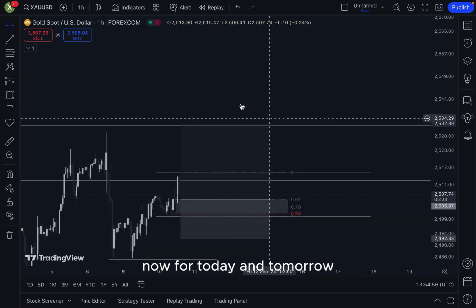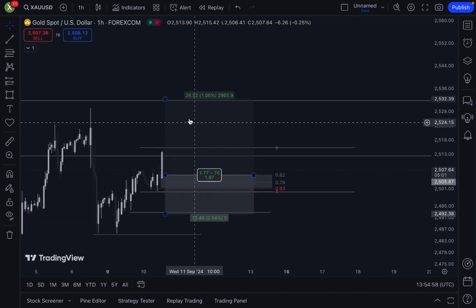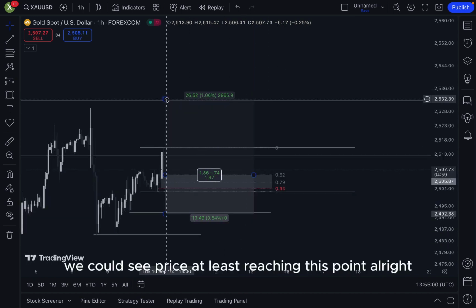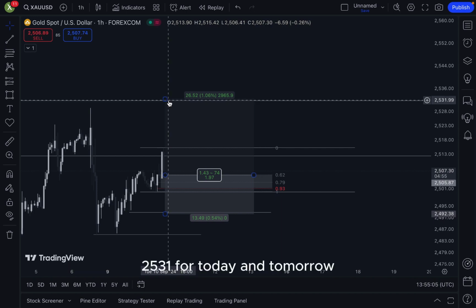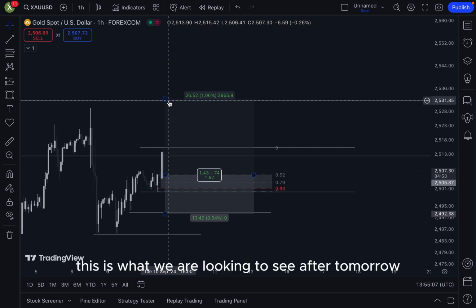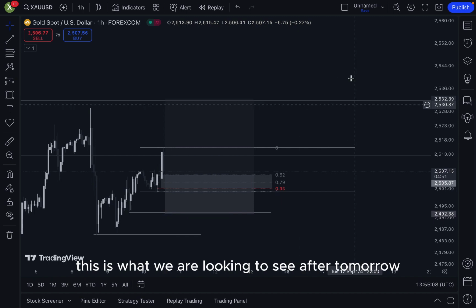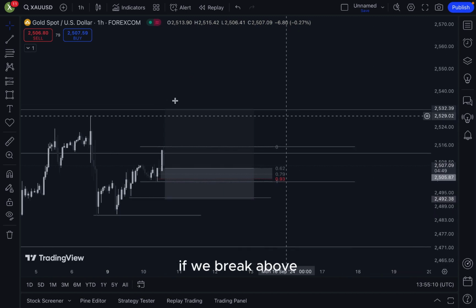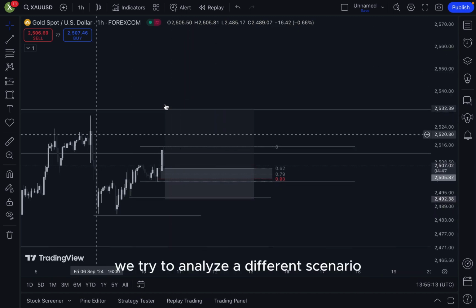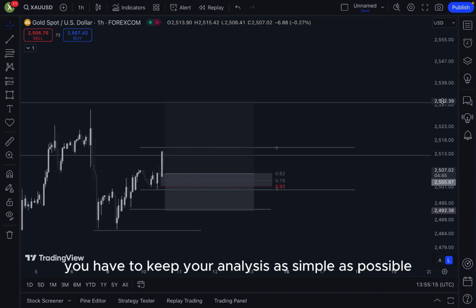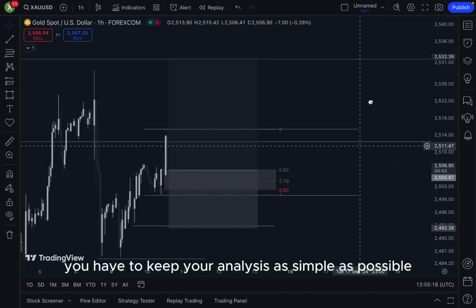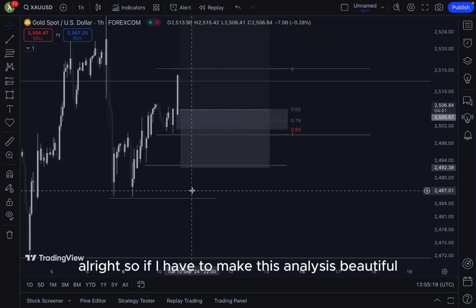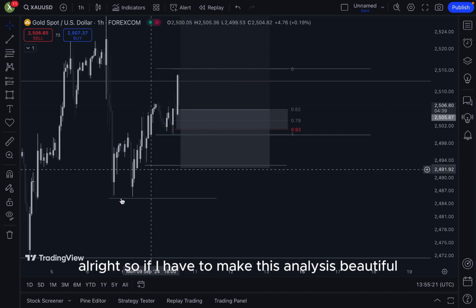Now for today and tomorrow we could see price at least reaching this point. All right, 25.31 for today and tomorrow. This is what we are looking to see. After tomorrow, if we break above, we try to analyze a different scenario. You have to keep your analysis as simple as possible. All right, so if I have to make this analysis beautiful, what would I do?